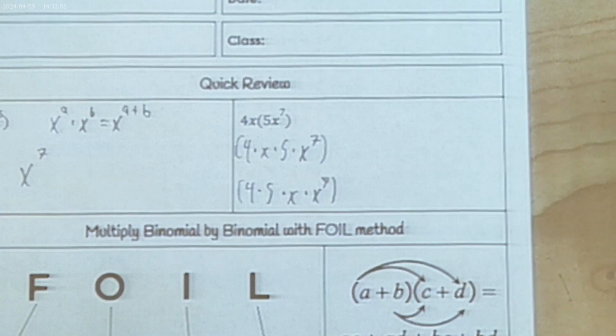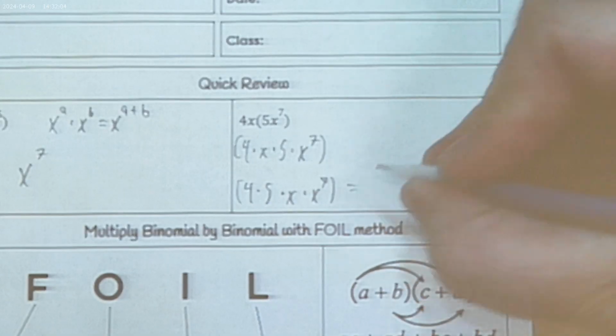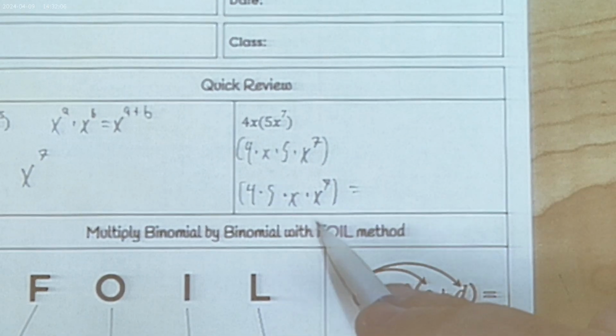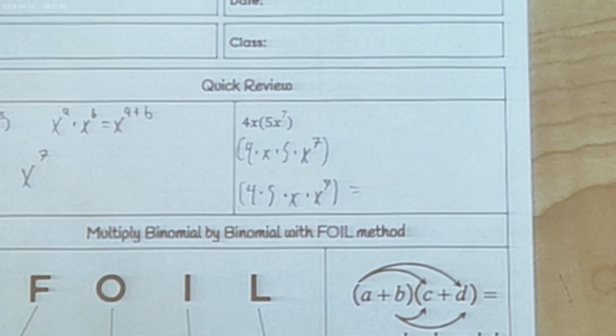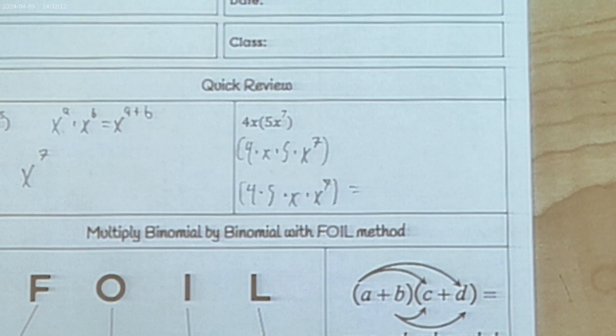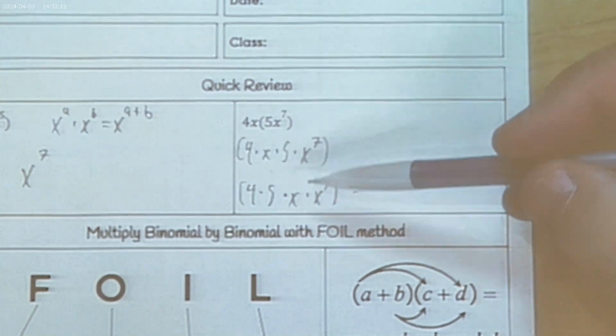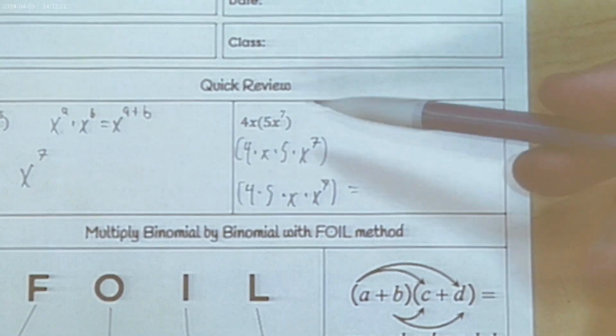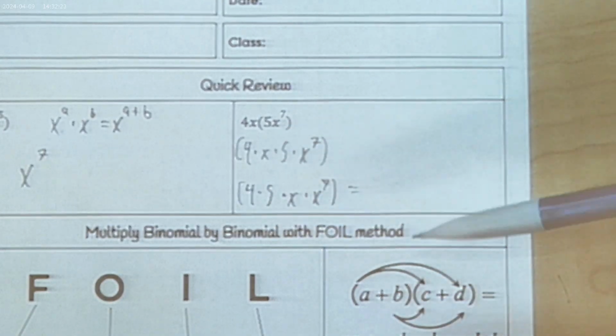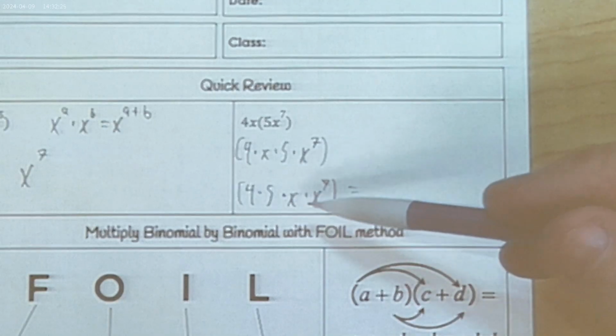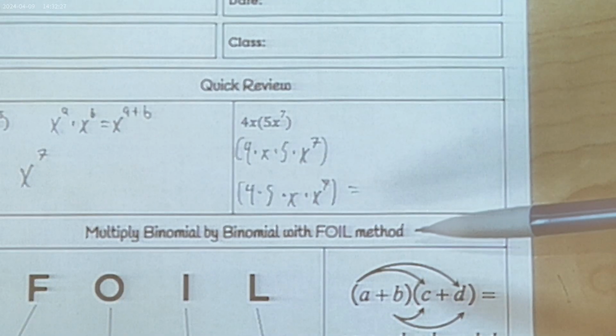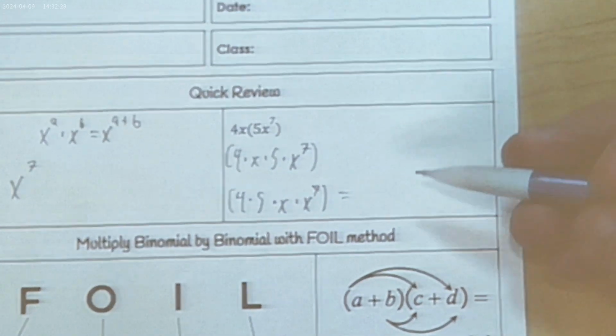So like I did, I put all of the integers on the left-hand side, and then I put all the variables on the right-hand side. Now, mathematically speaking, I haven't done anything. I haven't changed the expression. I haven't changed the order of the expression. All of these are equivalent to each other. But all I've done is I've said I'm going to deal with the 4 and the 5 first, then I'm going to deal with the x and the x to the 7th.